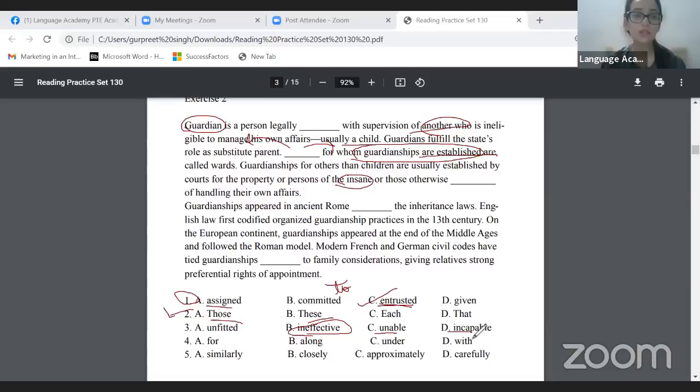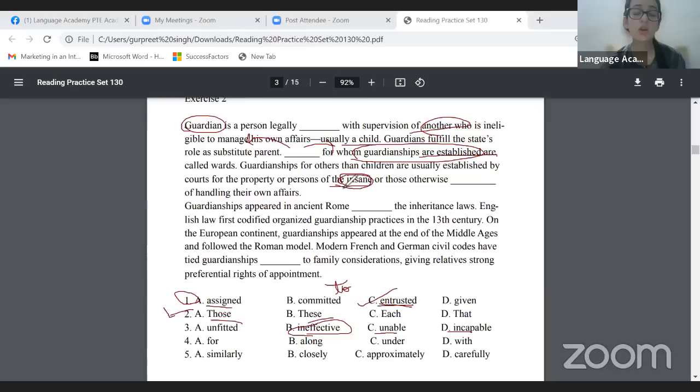Incapable means I don't have the required knowledge. I don't have the required strength, mental, physical, or any other way that I cannot take the class because I am not of that qualification or not of that experience. That is incapability. Now here we are saying that people who are insane or who are incapable means you cannot.